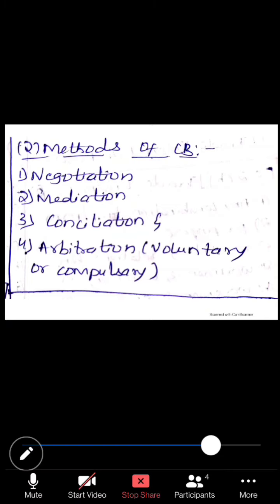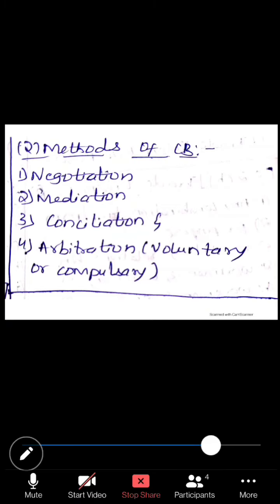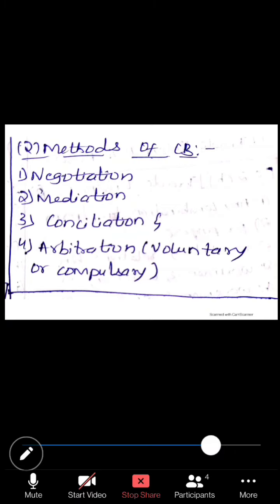So what is negotiation? Negotiation is the process of settling the differences by face-to-face roundtable talks between the representatives of the employees and the employers. The employees and employers will sit at a round table and negotiate. That is called negotiation. This is the definition of negotiation. The employers and the employees, the workmen, sit at a round table and they negotiate.